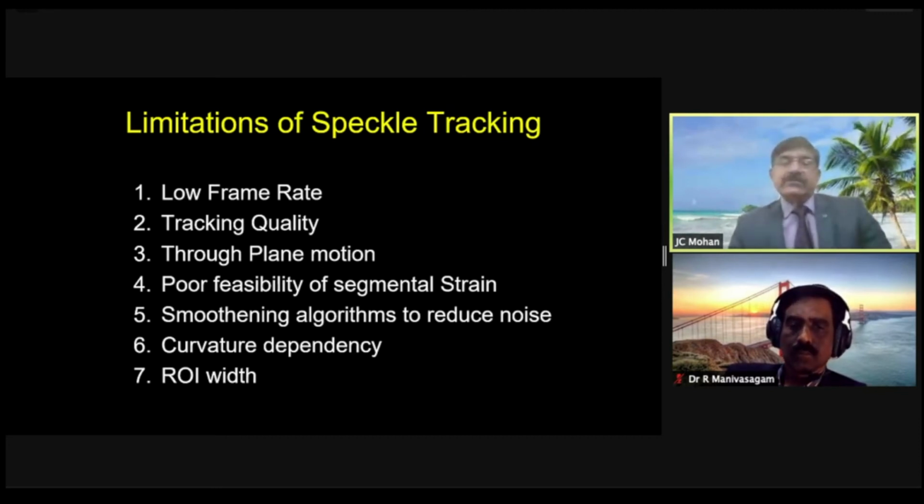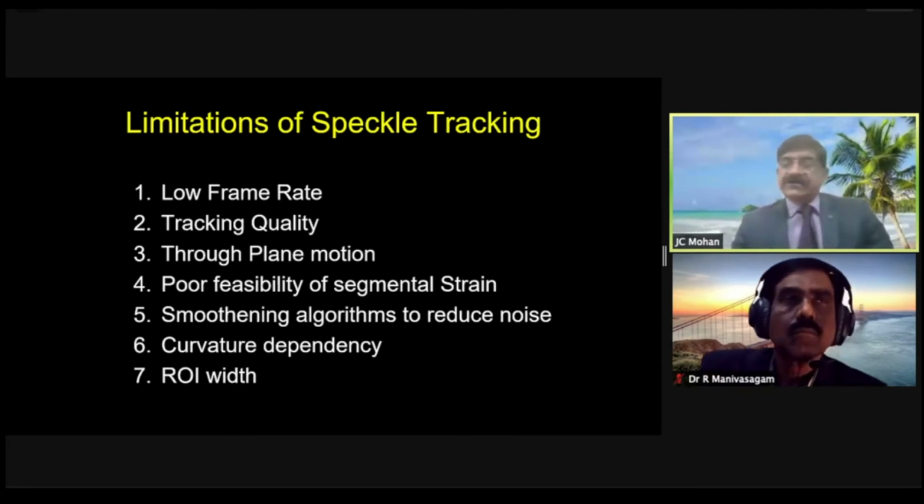Smoothing algorithm to reduce noise. Curvature dependency is another thing which I didn't discuss in detail because there was no time. It's already going to be 1 hour. And region of interest.